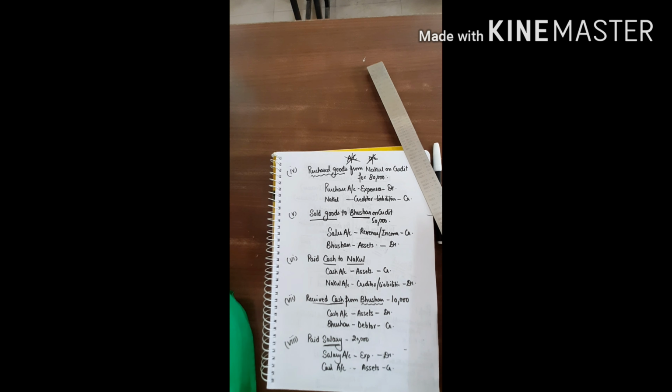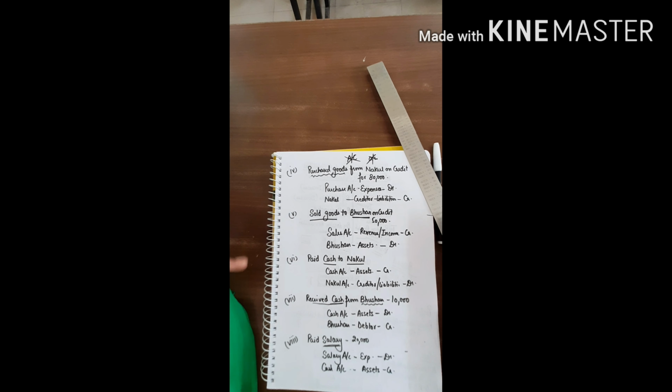पेड कैश टू नकुल, आप नकुल को कैश पेमेंट कर रहे हैं. ठीक है? नकुल आपका क्रेडिटर था. लाइबिलिटीज़ आपकी कम हो रही हैं. जब लाइबिलिटीज़ कम होती हैं तो it is to be recorded on the debit side. ठीक है? And cash is going outside, so it is to be recorded on the credit side. So two accounts affected, cash account and Nakul account. Cash is your asset, it gets credited because it is decreasing. Nakul account is your liability, it also decreases, so that's why it will get debited.